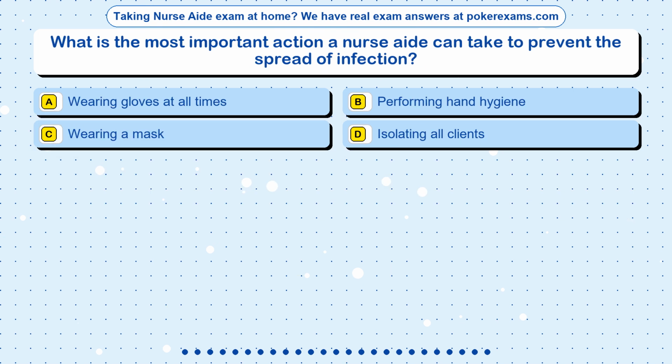Question 4. What is the most important action a nurse aide can take to prevent the spread of infection? Option A, wearing gloves at all times. Option B, performing hand hygiene. Option C, wearing a mask. Option D, isolating all clients.